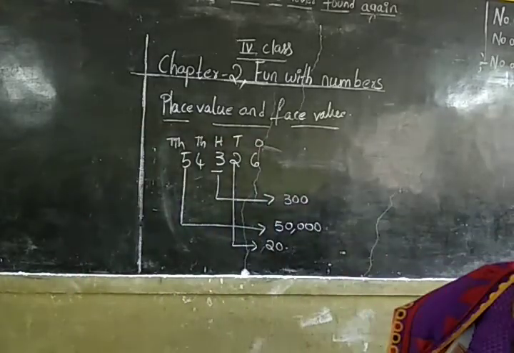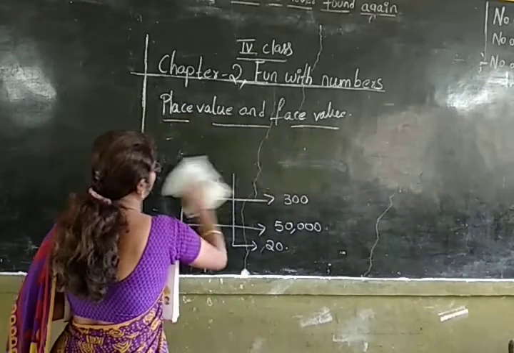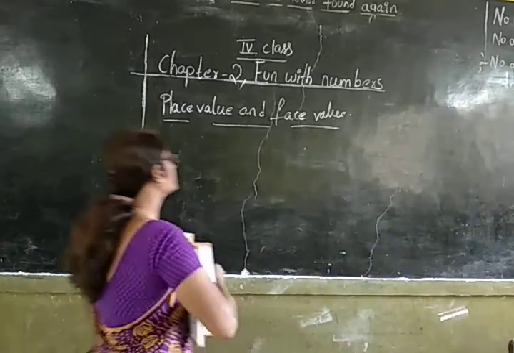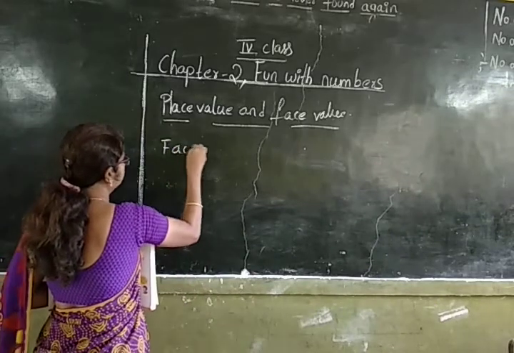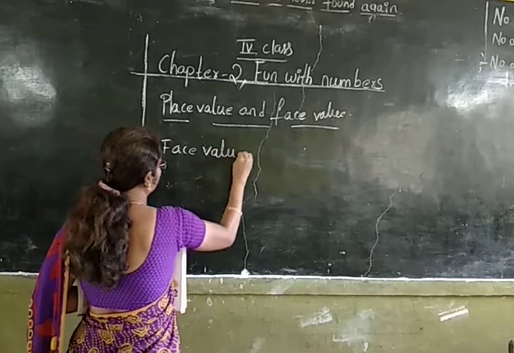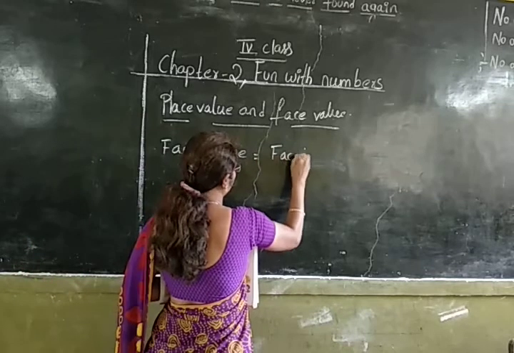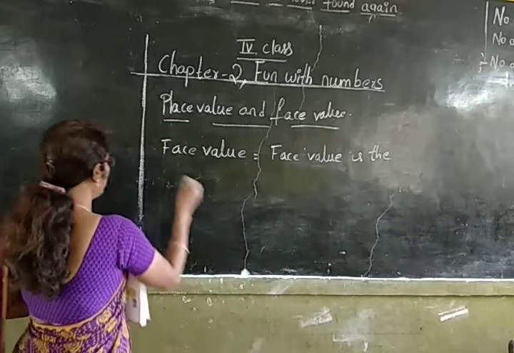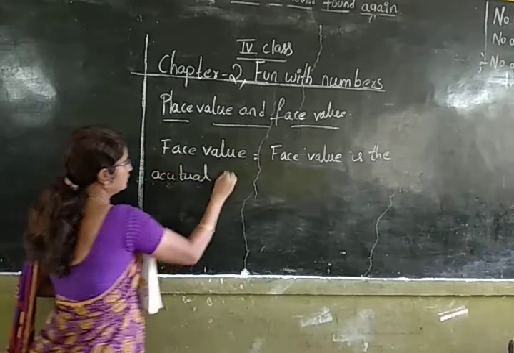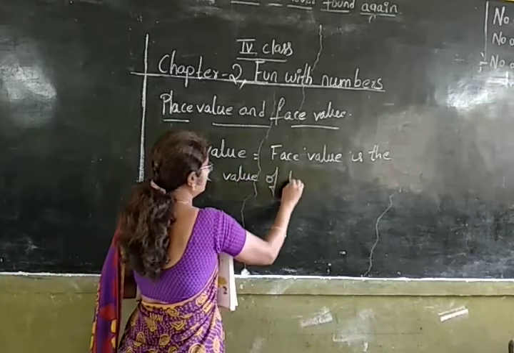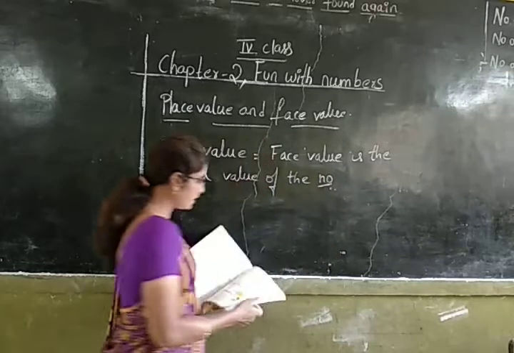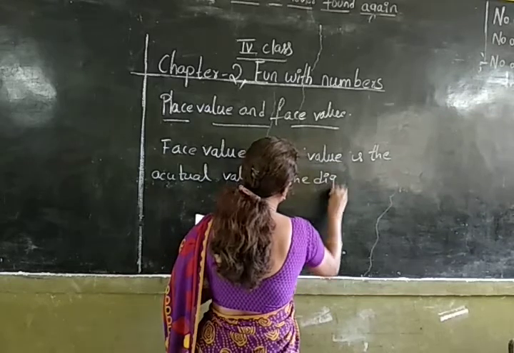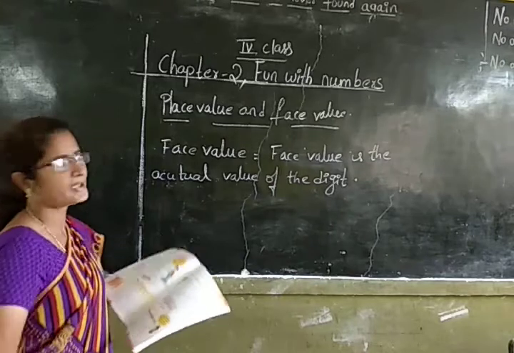Now let us learn about face value. Face value is the actual value of the digit. Face value is the actual value of the digit.